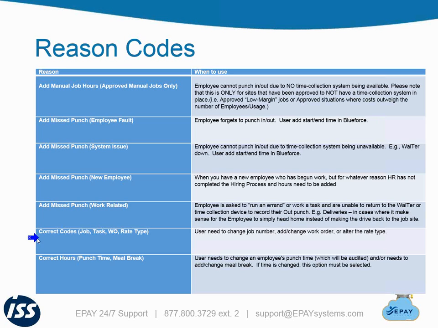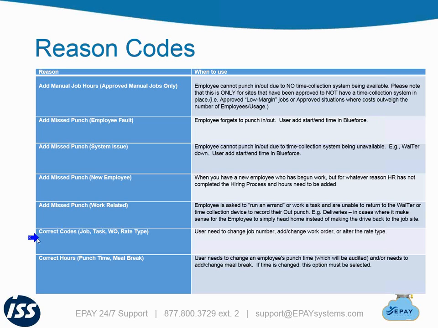So users who need to change a job number, so they clocked in on job A, but they really need to clock in on job B, as an editor, submitter, approver, you can make those changes. So keep that in mind. You do that through the Edit Time Card section. I'll demo all this once again right after this slide.